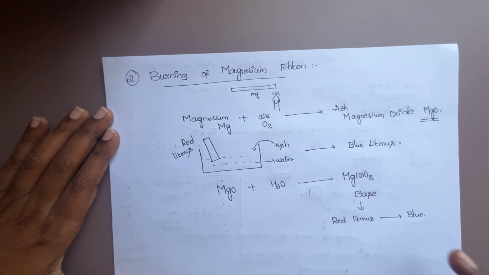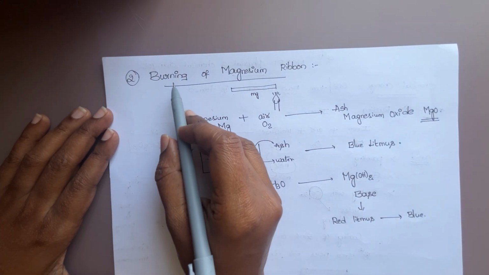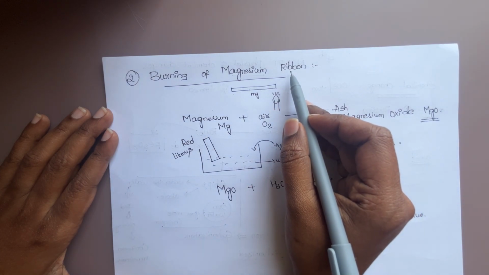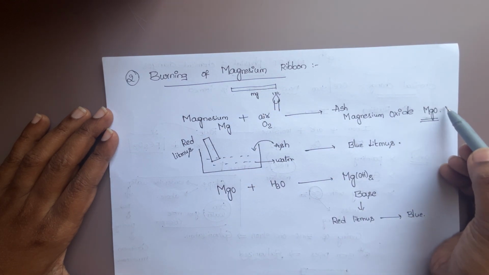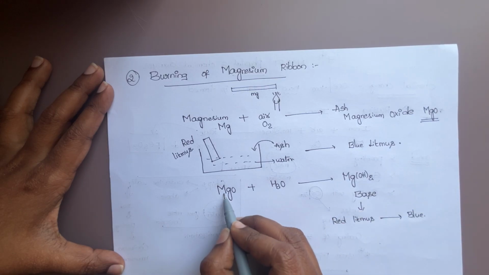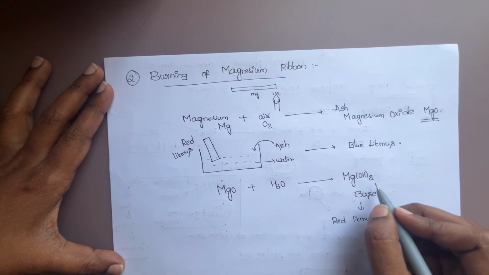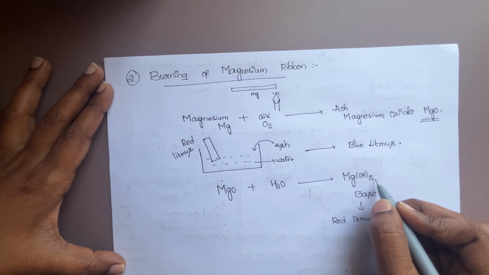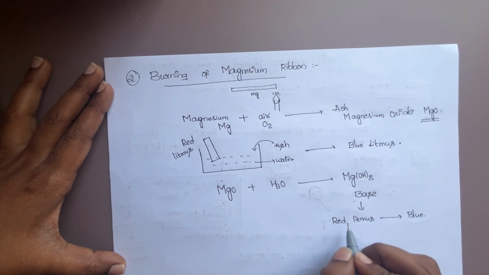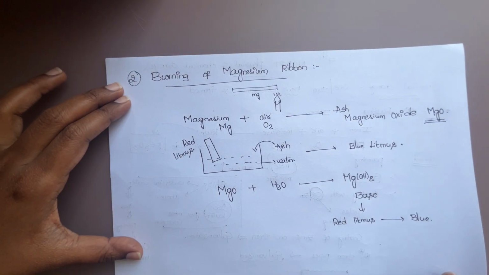This is very important in examinations also. They ask whether burning of magnesium is a chemical change or not. It is a chemical change because a new substance is formed. Dissolving magnesium oxide in water produces magnesium hydroxide. How does it change the litmus paper? It changes red litmus to blue litmus paper. Now let us see the third example, which is also very interesting and important.